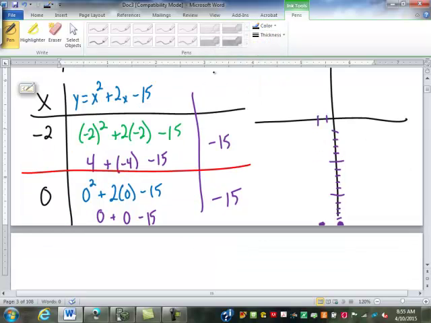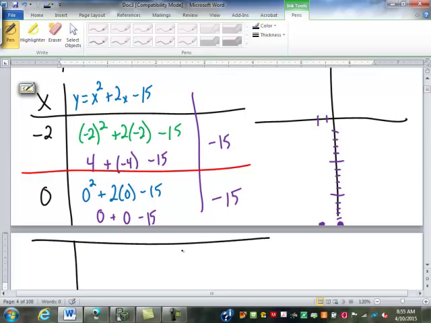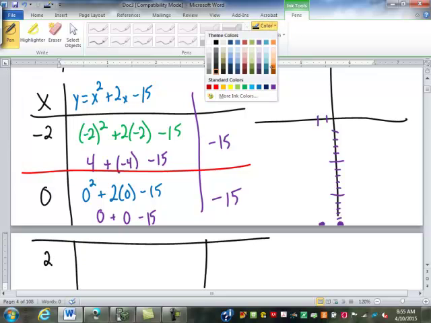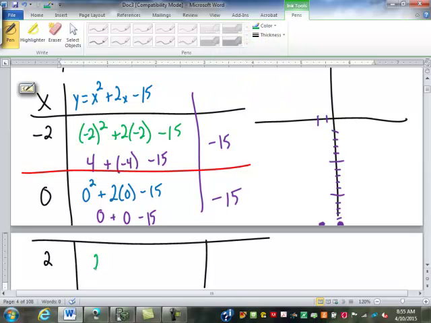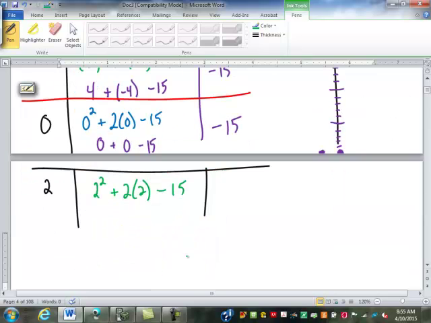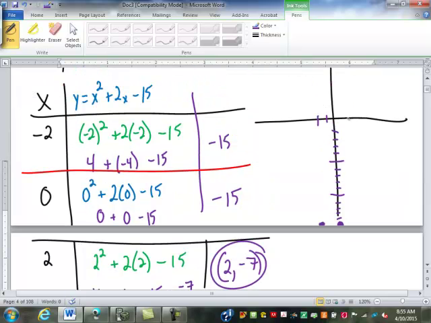If this is going to be a straight line, it's going to be flat, isn't it? Well, we had a point of 2. Let's try 2. If x is 2, then y will be 2 squared plus 2 times 2 minus 15. 2 squared is 4. 2 times 2 is 4. 4 plus 4 is 8, minus 15 is -7. So when x is 2, y is -7. So here's x is 2, -7 is down here, right there.